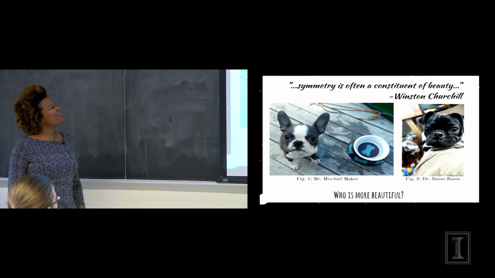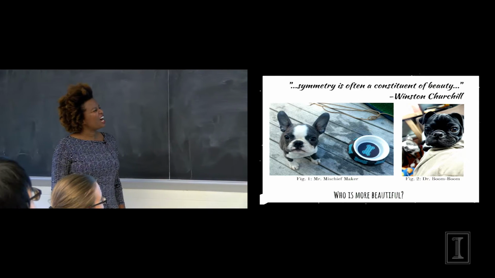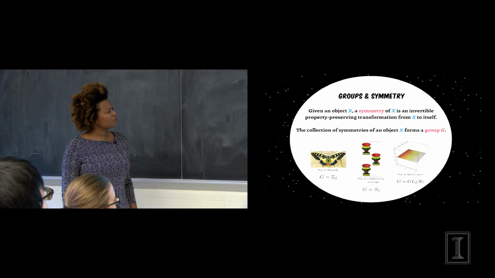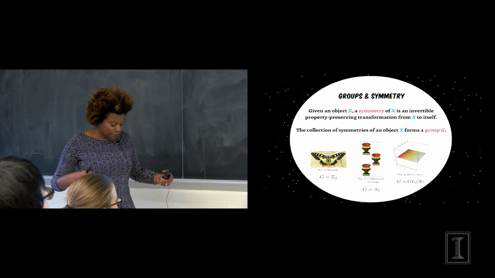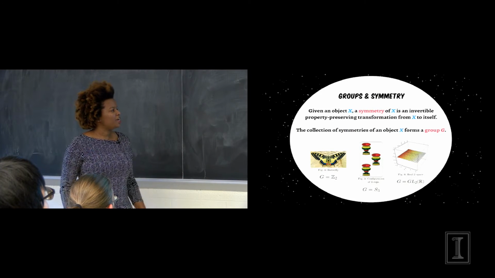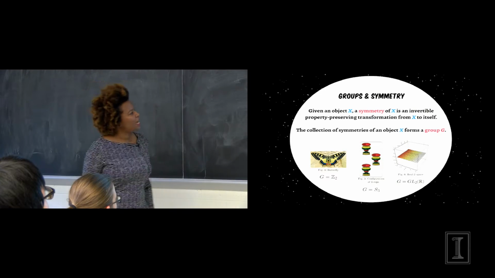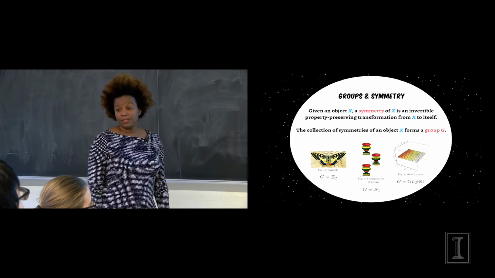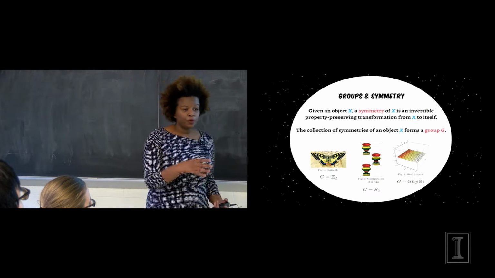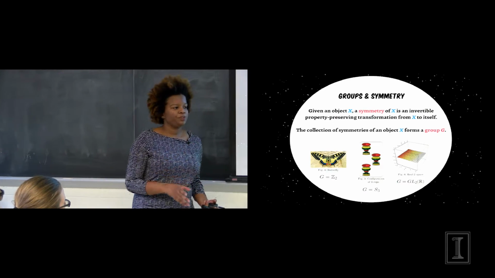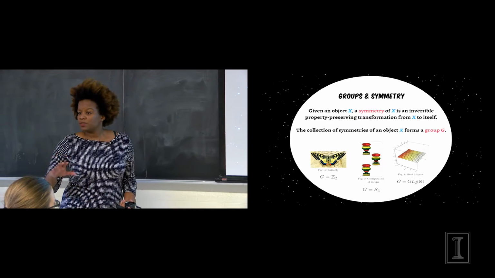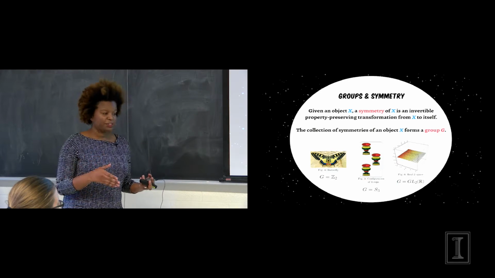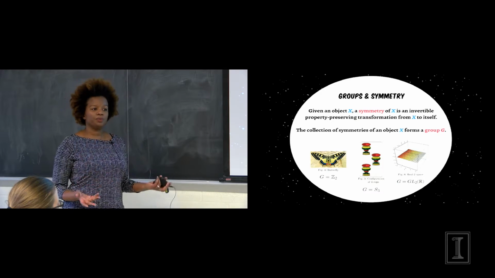So in a more mathematical context, where do we first see symmetry in undergrad? Groups, one can say, have arisen from axiomatizing the notion of symmetry. Given an object X, what is the symmetry of it? A symmetry is just an invertible, property-preserving transformation from X to itself. That's what a symmetry is. So if we were to take an object X and collect all of its symmetries, it forms a group.